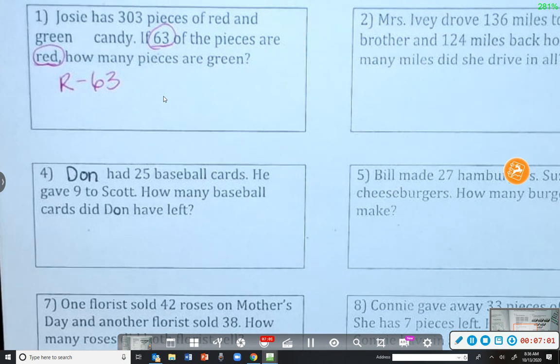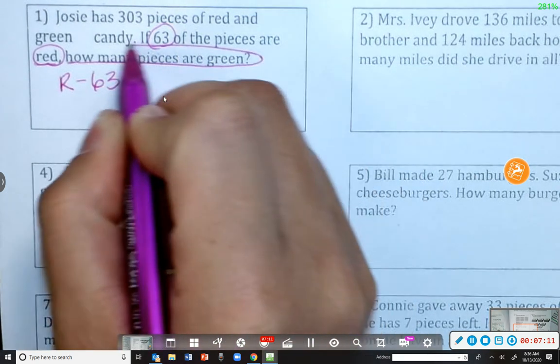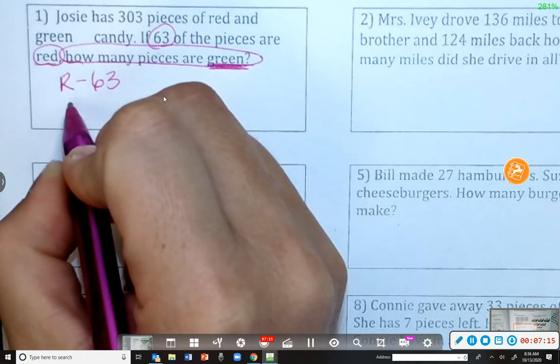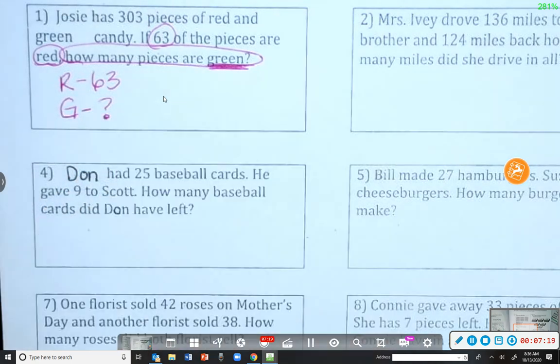Okay. How many pieces are green? Is that important, what the question's asking? How many pieces are green? Yes. So you can circle or underline. We're looking for green. That's important. So we could put green and we don't know. Question mark.